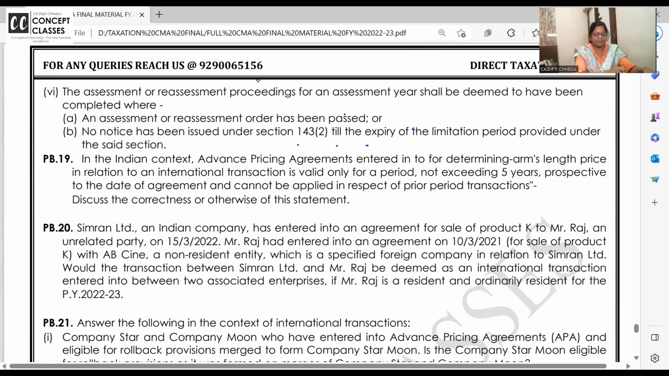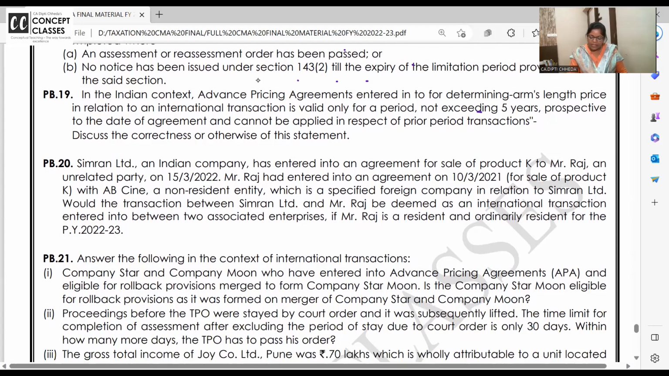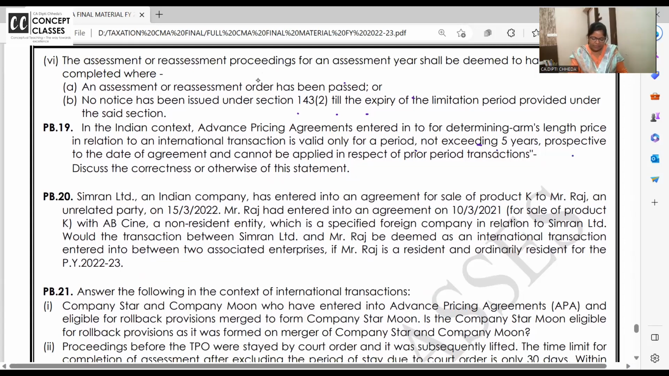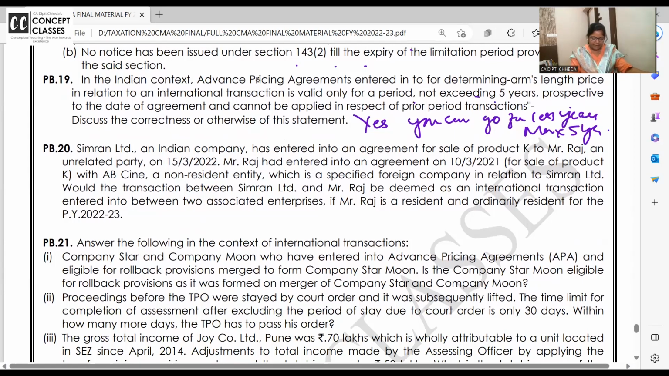Chalo, 90. In the Indian context, advanced pricing agreement entered into for arm's length price in relation to international transaction is valid only for a period not exceeding 5 years. Is it correct? Answer is yes. You can go for less years. You can go for 4 years and all, but maximum 5 years. Maximum 5 years. Clear? Next.